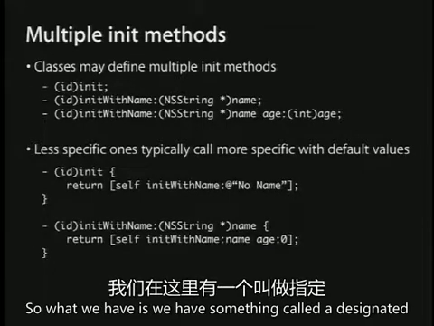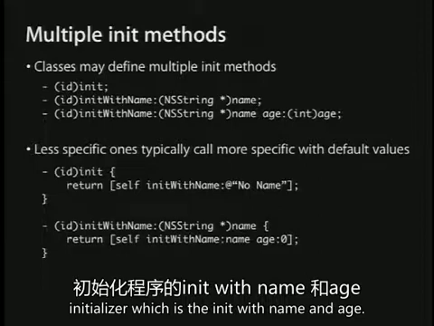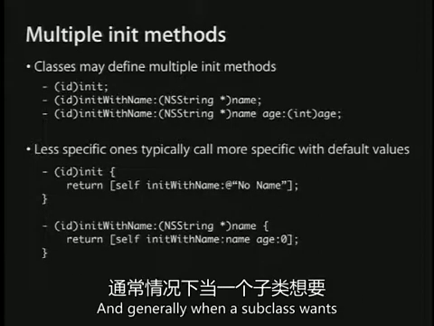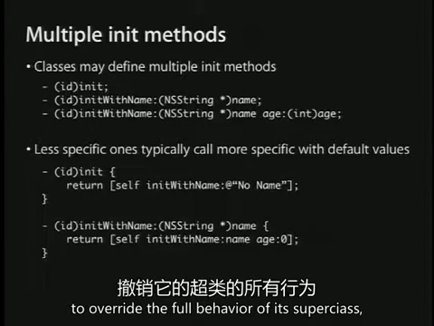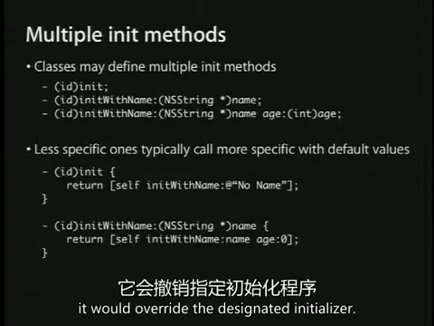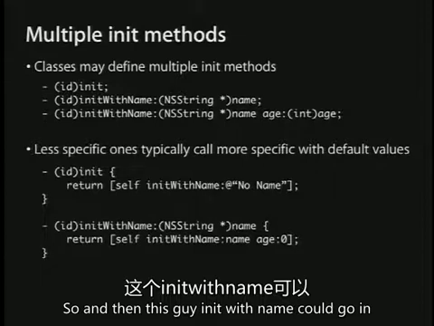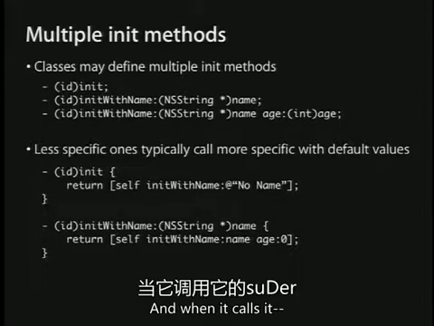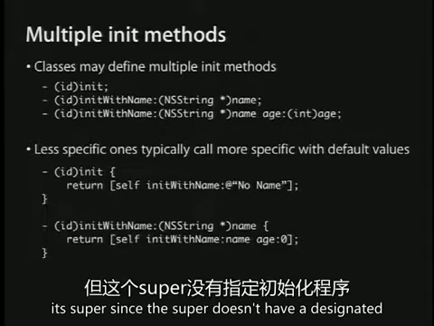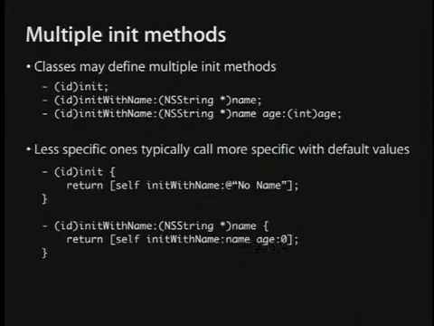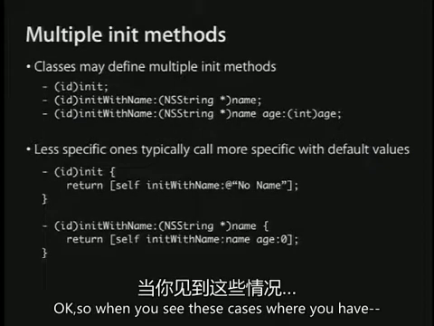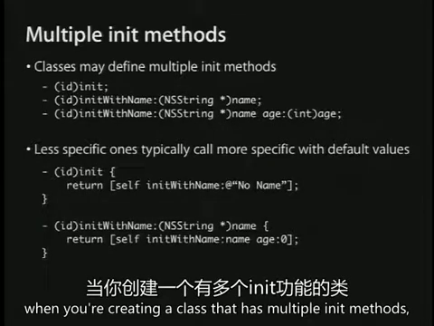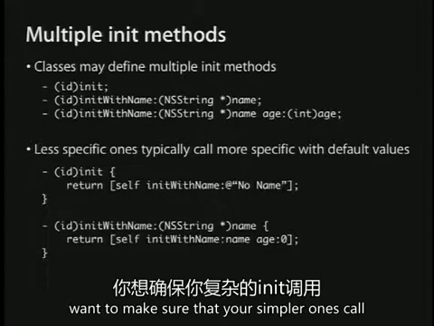So what we have is something called a designated initializer, which is the init with name and age. Generally, when a subclass wants to override the full behavior of its superclass, it would override the designated initializer. And then init with name could go in and set the name and the age. And when it calls its super, since the super doesn't have a designated initializer, it would call init. Does that make sense? So when you're creating a class that has multiple init methods, you want to make sure that your simpler ones call into your more complex ones.